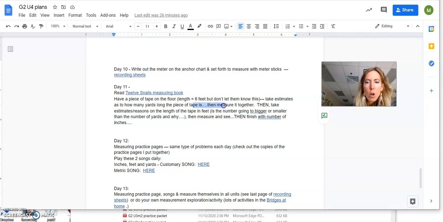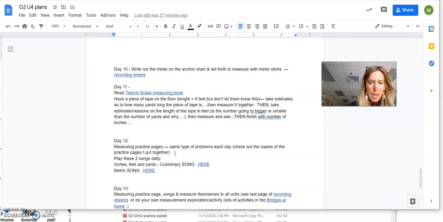And then you would say, okay, you guys, how many yards? You'd start with yards. How many yards do you think this piece of tape is in length? You take some estimates, and then you actually use a yardstick and see that it's 2 yards. Okay, we know there's 2 yards. All right, now let's take estimates on how many feet do you think it's going to be? How many feet is this piece of tape? If we didn't measure in yards, how many feet? So then some kids are just going to know, and then we actually do it and see that it actually works. And then we finish with inches with that same piece of tape.